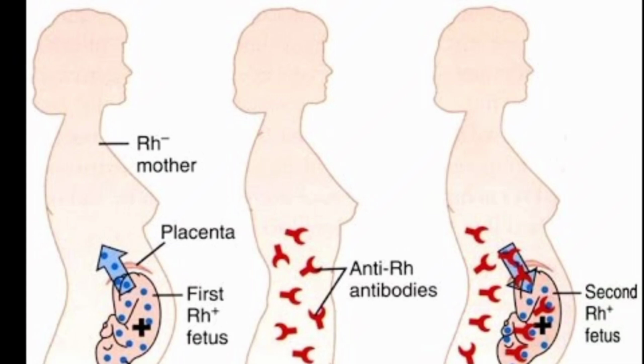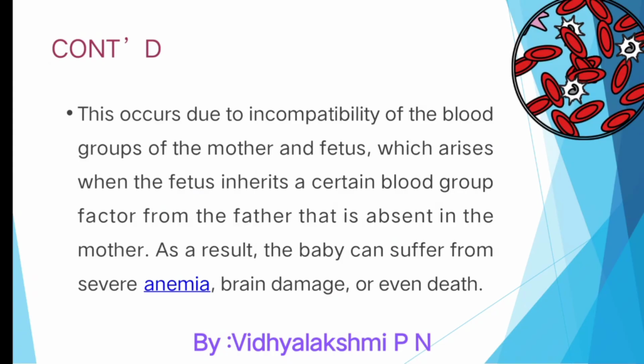Next, in the second pregnancy, that same Rh negative mother is conceiving an Rh positive fetus. What happens is the antibody will go and get attached, recognizing the same antigen, and it is going to destroy the RBCs of the fetus. So this is in simple terms.